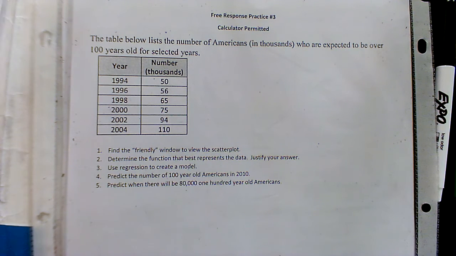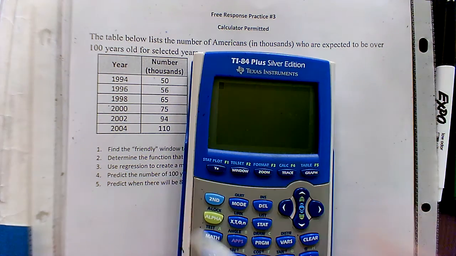The table below lists the number of Americans in thousands who are expected to be over 100 years old for selected years. All right. Number 1, find a friendly window to view the scatter plot. All right, let's see if we can get a scatter plot on our calculator.